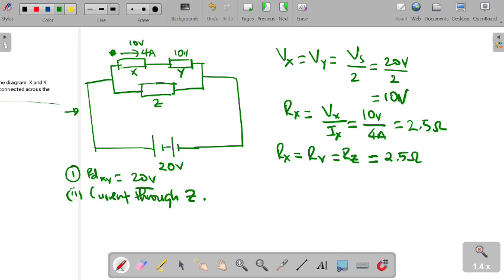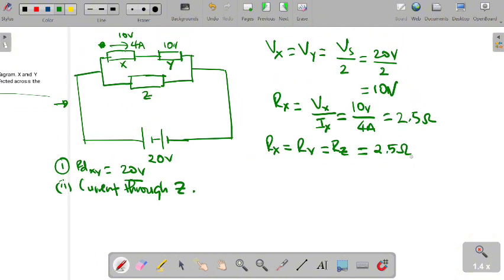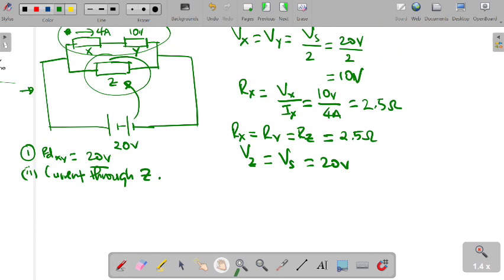So from there we can now try to find the current through Z. First of all, we have to understand that the voltage from the supply is equal to the total voltage on this branch and the total voltage on this branch. So the voltage on Z is equal to the voltage from the supply, which is equal to 20 volts. Z is the only component in that branch, so it will be equal to the voltage from the supply. That is a rule for parallel circuits.